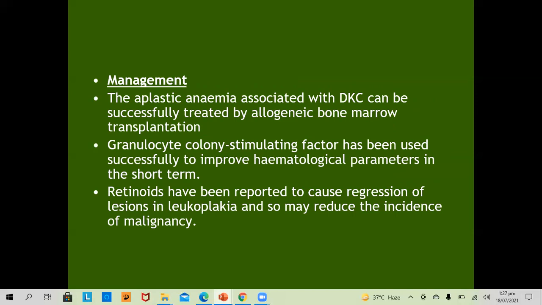The aplastic anemia associated with Dyskeratosis congenita can be successfully treated by allogenic bone marrow transplantation. The granulocyte colony stimulating factor has been used successfully to improve the hematological parameters in short term. Retinoids have been reported to cause regression of lesions in Leucoplakia and may reduce the incidence of malignancy.